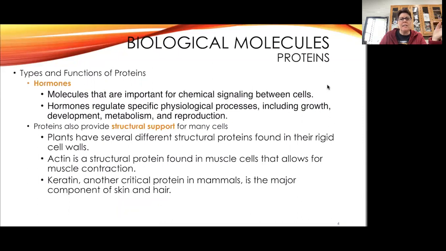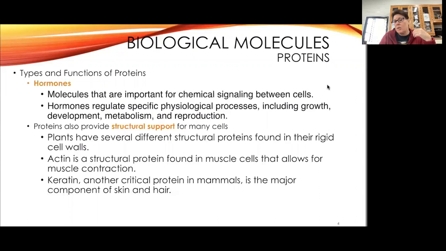We also have some proteins that are hormones, and those are molecules that are important for chemical signaling between cells. We know hormones regulate specific physical processes like growing, development. We talk about going through puberty, or for us women going through menopause, those lovely things. And of course, reproduction.